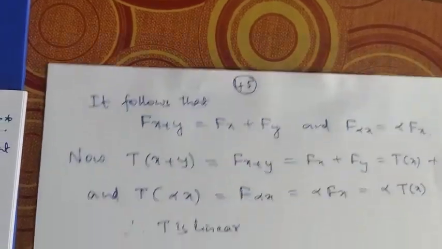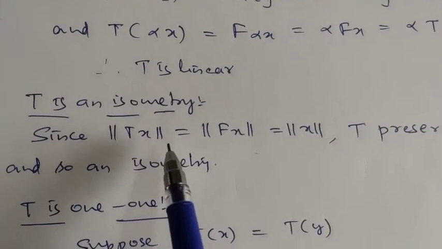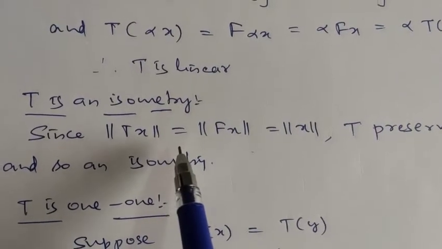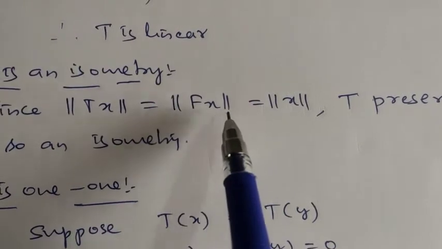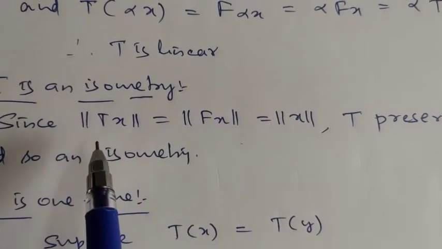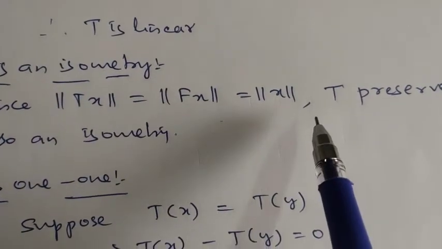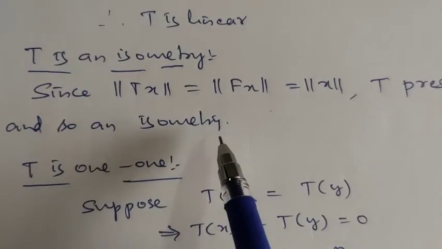Now let us show T is an isometry. So T is an isometry. Now norm of T of x is what? Norm of T of x is equal to norm of Fx. Now norm of Fx is nothing but what? Norm of x. We have proved that in the beginning itself. Now norm of T of x is equal to norm of x, which means T preserves norms. If T preserves norms, it is an isometry.